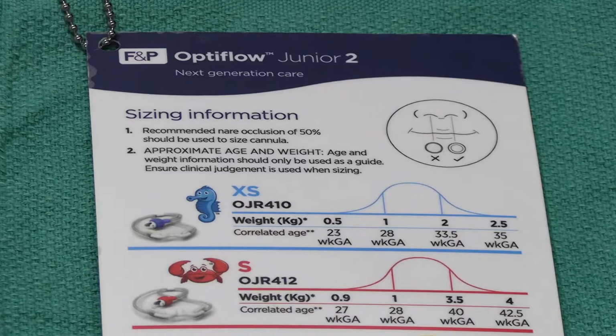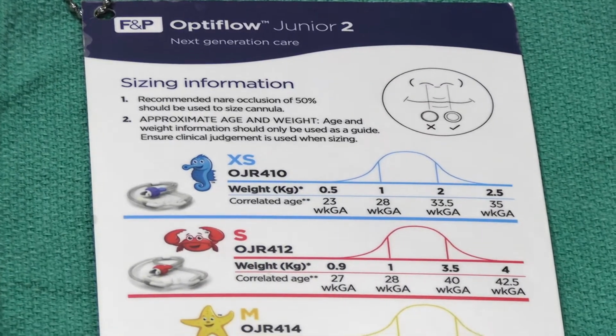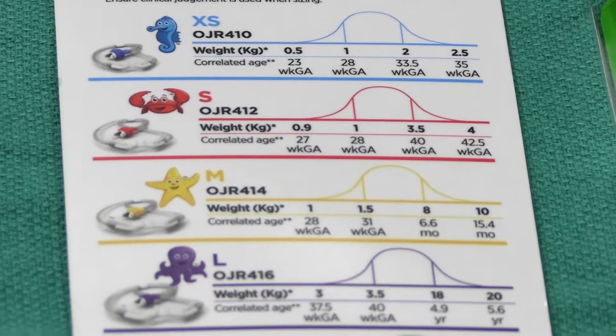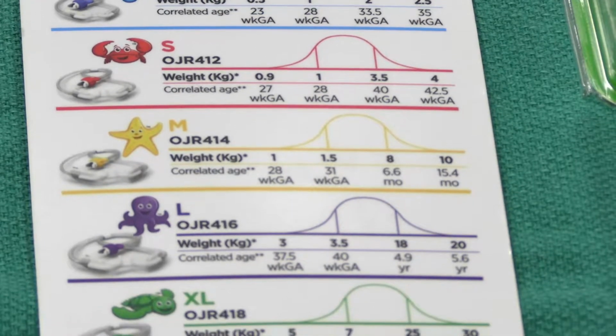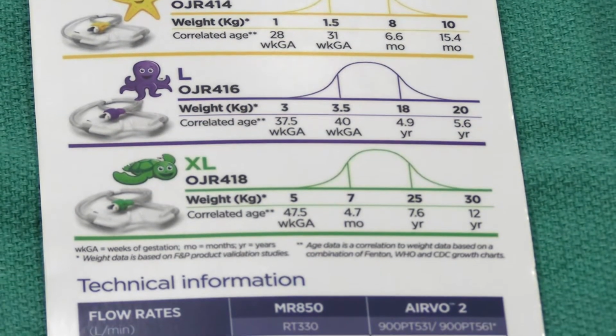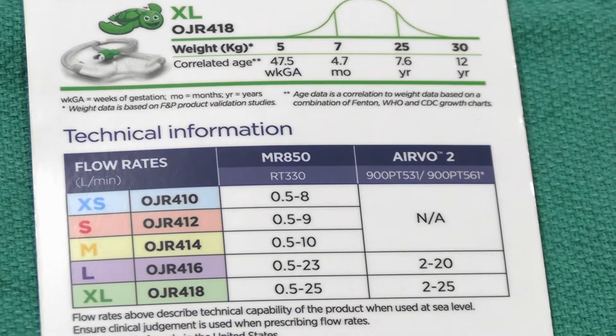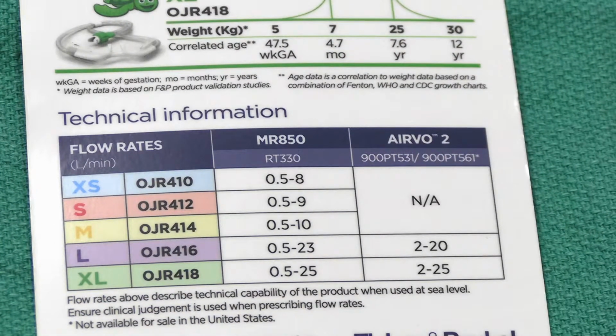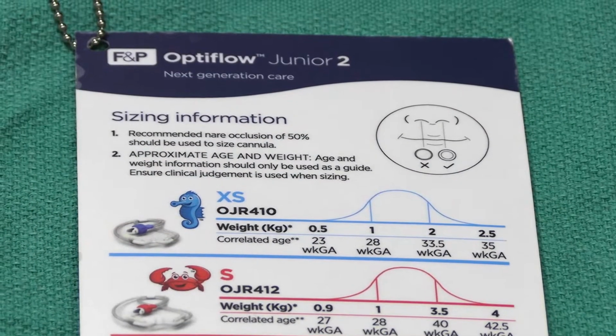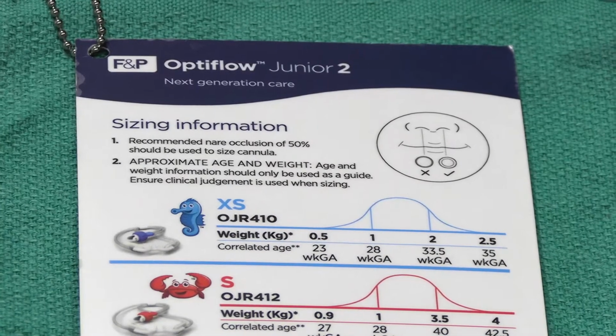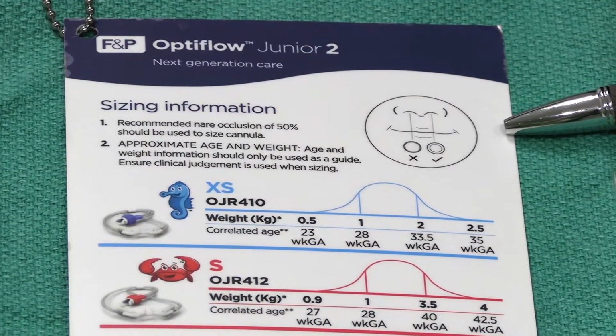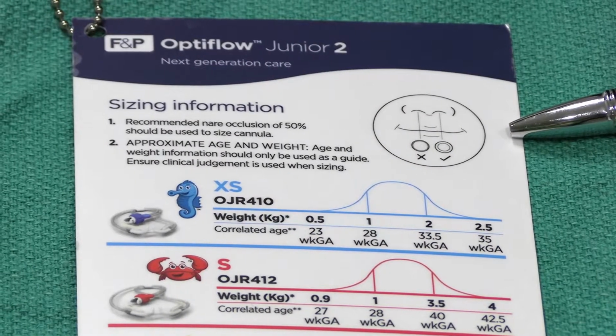So one of the nice things that Fisher & Paykel has done was developed this swing tag that is usually hanging from your AIRVO device. And what it does is actually list the different sizes of nasal prongs that are available to you and what nasal prongs could actually be used on the AIRVO versus the OptiFlow setup, okay? So the other important thing as a safety to keep in mind when you're sizing your patients is that your nasal prongs should not occlude more than 50% of the nares. And that's what it's stating here.